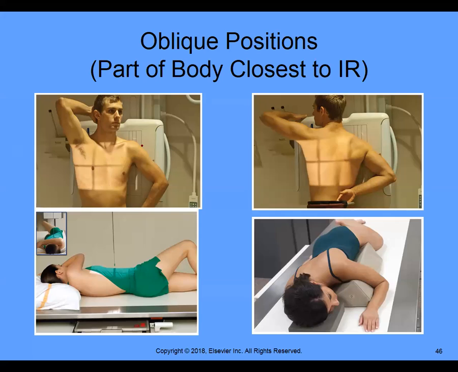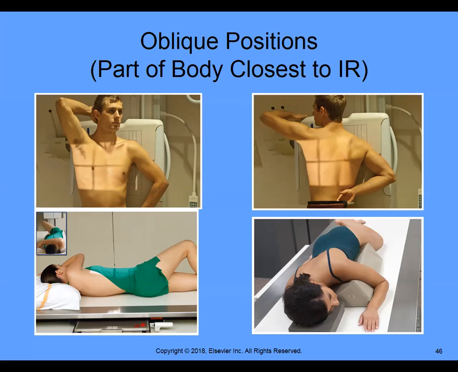Okay. This one here is your oblique positions. Again, when we talk about position, we're being very specific as to the way the patient is positioned for a particular projection, right? So this is an anterior projection, right? Because we're talking about the path of the central ray.